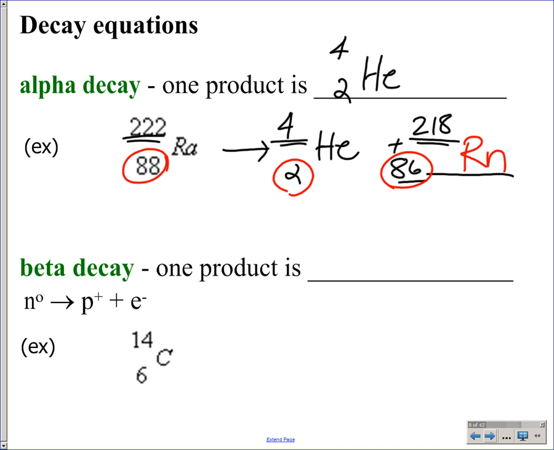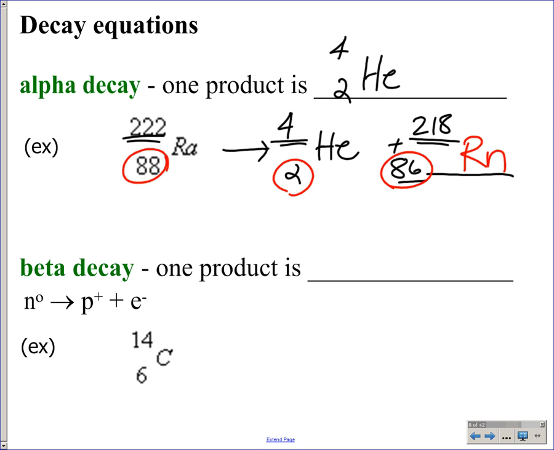So, rules. First, you need to make sure you know what is being expelled if it's alpha decay. Second, you need to do the summations. You need to do the math on each side and then figure out what atomic number 86, or whatever it may be, is representing from the periodic table.